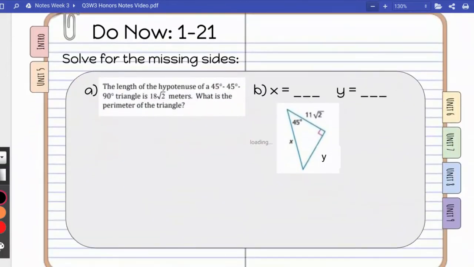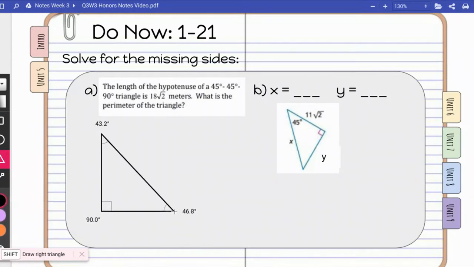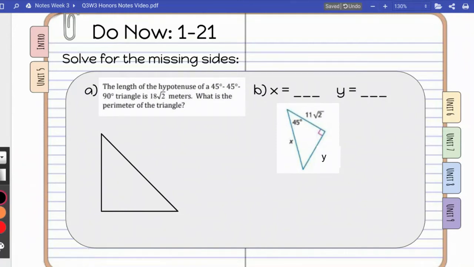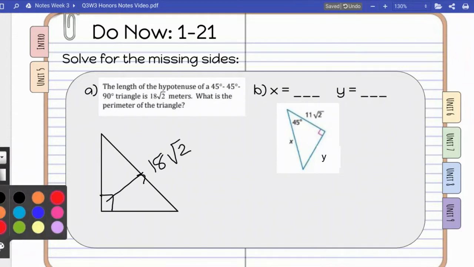Okay, so let's look at our do now for today. It says the length of a hypotenuse of a 45-45-90 triangle. So first thing I'm going to draw is a 45-45-90 triangle. In this triangle, we know the length of the hypotenuse is 18 square roots of 2. It wants to know what is the perimeter of the triangle.